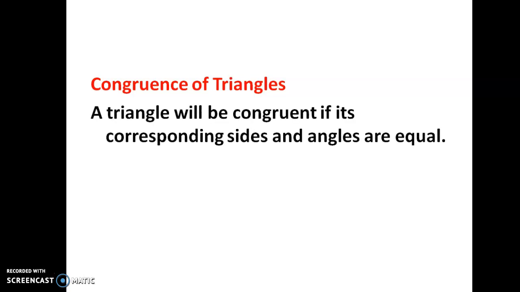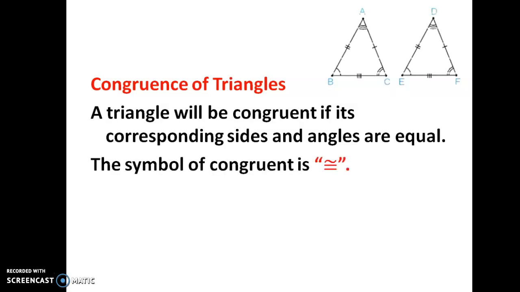For congruence of triangles, a triangle will be congruent to another if its corresponding sides and angles are equal. Then two triangles are said to be congruent. The symbol of congruence is this one: one curved line with an equals sign below it. This is the symbol for congruence.